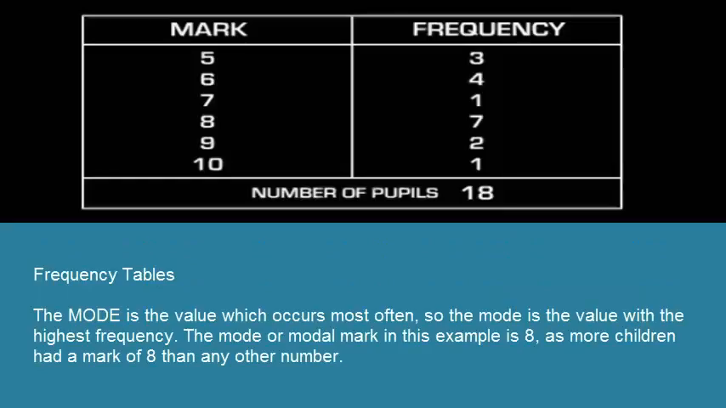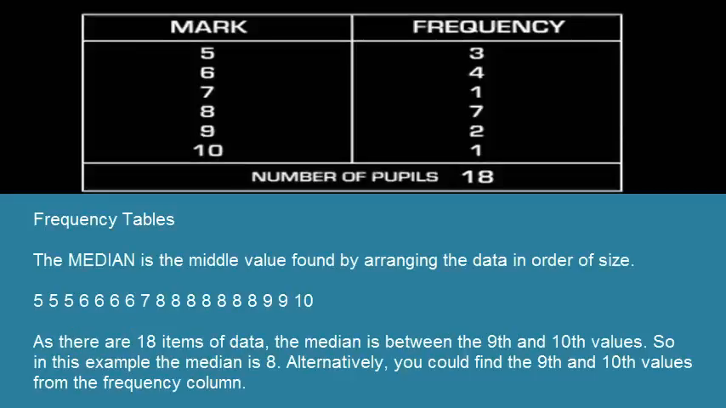The mode is the value which occurs most often, so the mode is the value with the highest frequency. The mode, or modal mark, in this example is 8, as more children had a mark of 8 than any other number. The median is the middle value found by arranging the data in order of size.